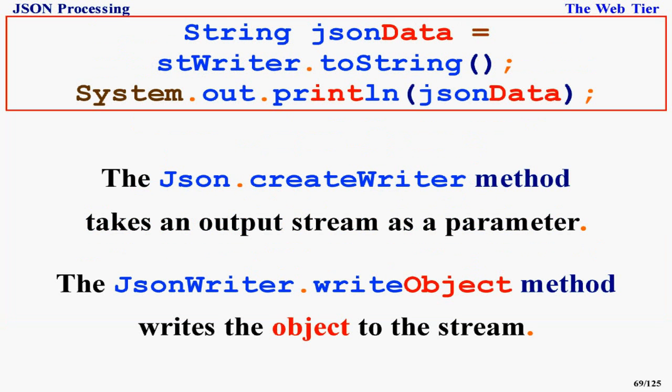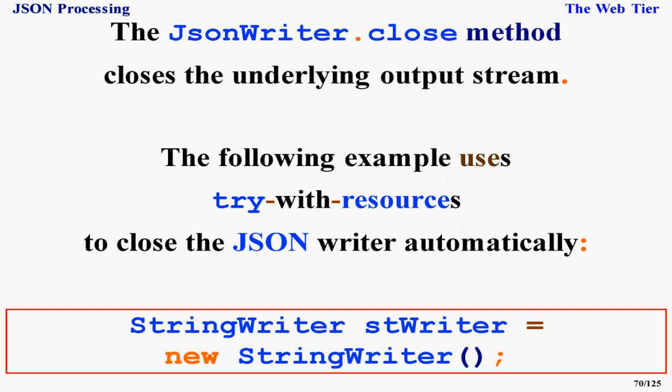The Json.createWriter method takes an output stream as a parameter. The JsonWriter.writeObject method writes the object to the stream. The JsonWriter.close method closes the underlying output stream. The following example uses try-with-resources to close the JsonWriter automatically.